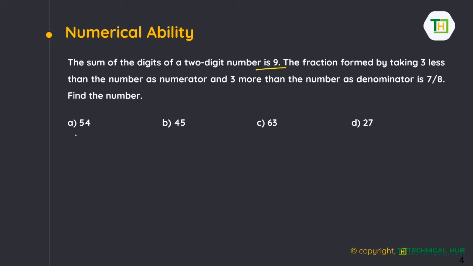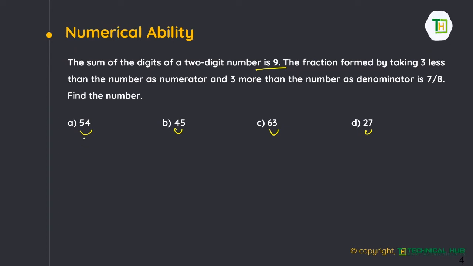In every option the sum of the digits is 9, so every option satisfies that first condition. And what is the second condition? A fraction is formed by taking 3 less than the number as the numerator.